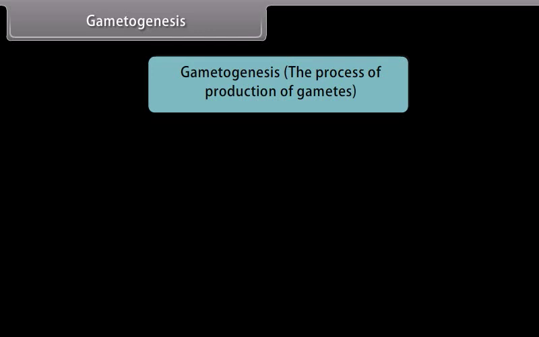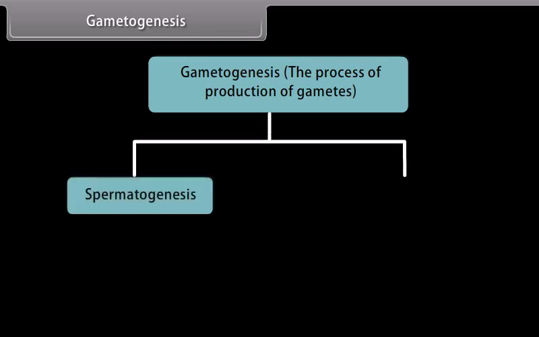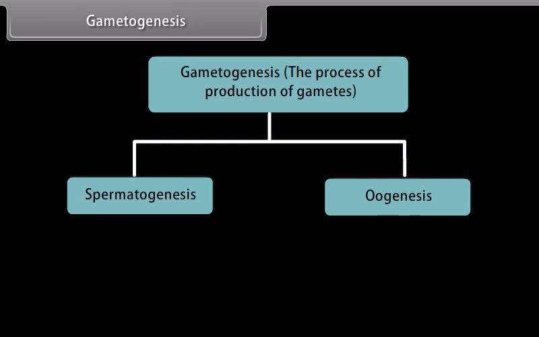Gametogenesis. It is the process of production of gametes. Males and females of a species have different forms of gametogenesis. Spermatogenesis, male. Oogenesis, female.